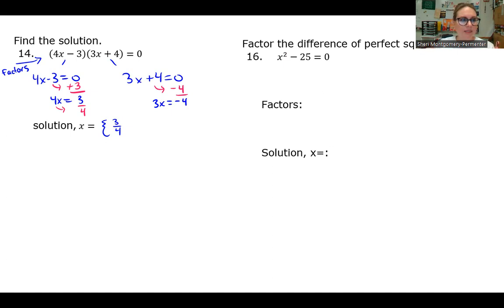And then my next step, it's the same 2-step equation. So anytime you have factors, you can easily find solutions. You might have a question on your quiz where I give you factors and I want the solution. Those are easy. You don't even have to factor it.